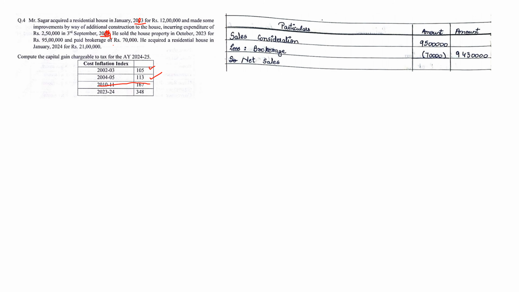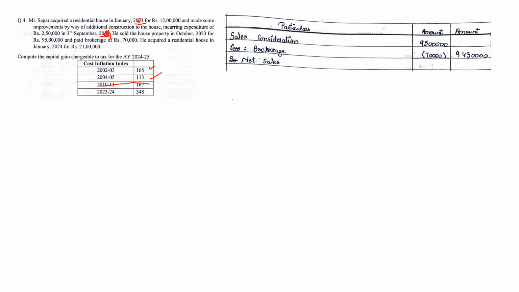The long-term capital gain sum: first you always start with sale less any transfer expenses, that will give you net sale consideration. So first, sale consideration: you sold the house for 95 lakhs, brokerage paid was 70,000. So 95 lakhs minus 70,000 is 94 lakh 30,000. That's the net sale consideration.